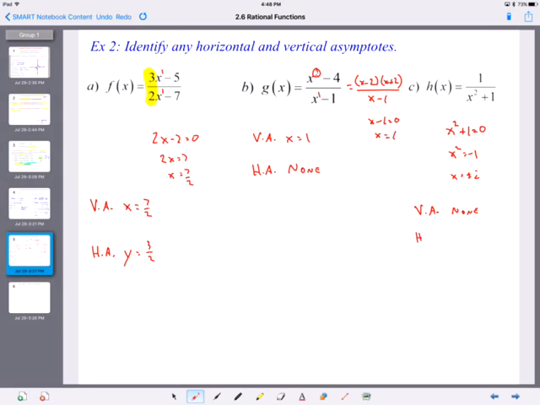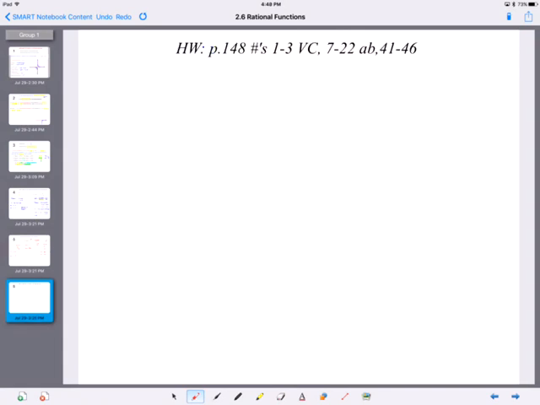And then our horizontal, the degree on top, you don't have an x, but if it was there, it'd be x to the 0. So you have a degree of 0 over 2, so it's less than. So therefore, the horizontal asymptote is at y equals 0. All right, that is it for today. Once again, really identifying horizontal and vertical asymptotes. Your homework assignment is right there. And we'll look at the graphing part of it next.